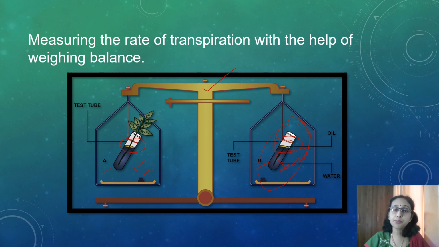So after keeping this full setup under the sunlight for 2 to 3 hours, what is happening? We will see that gradually the weight of this A reduces. Okay, so the weight of A reduces. So why is it reducing? Because the water is lost due to transpiration. So water is lost due to transpiration, and there is a loss of weight of this plant due to transpiration.